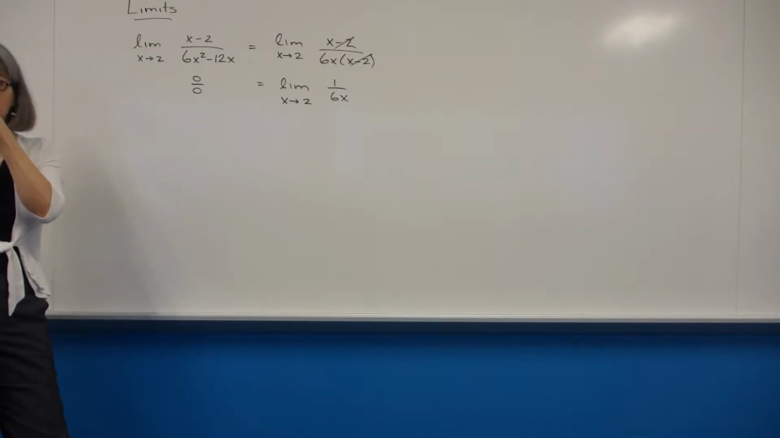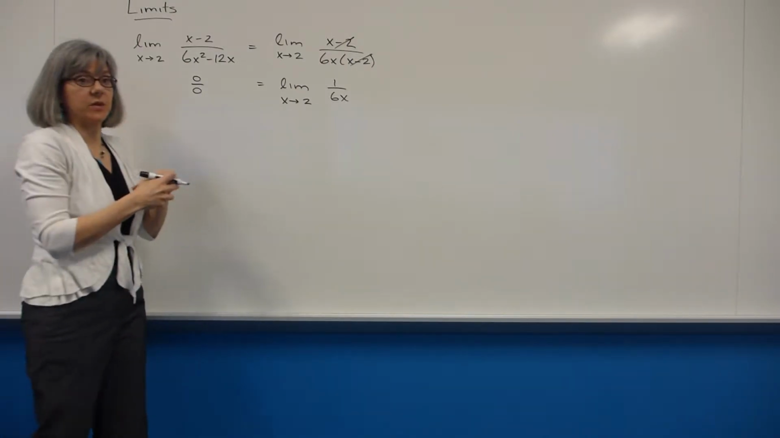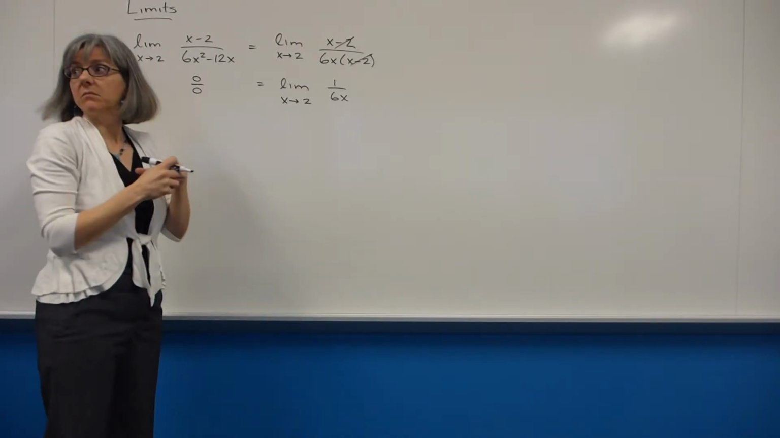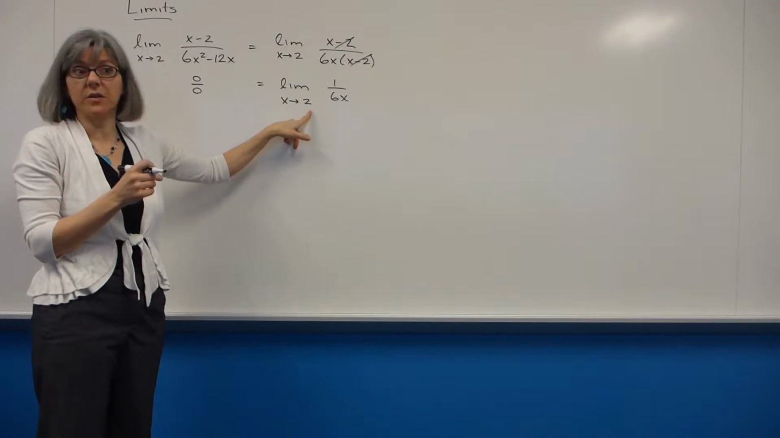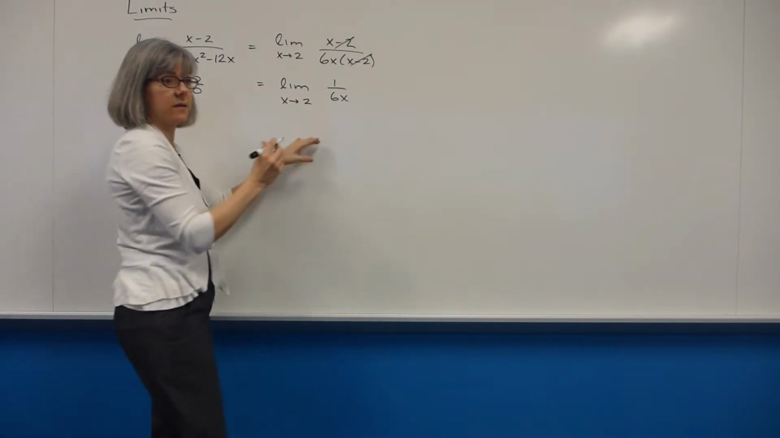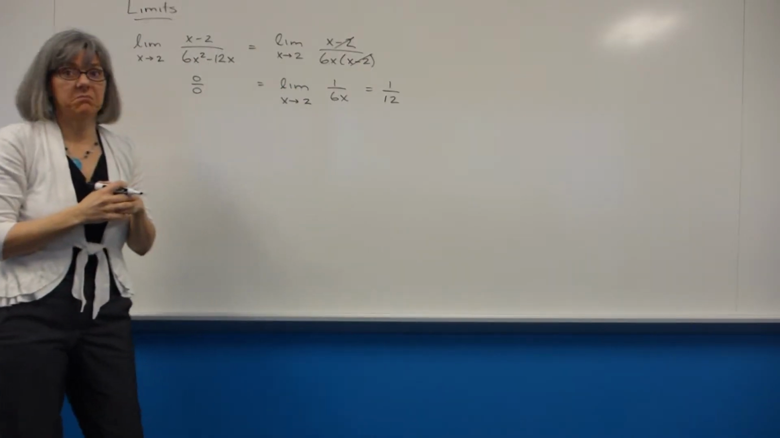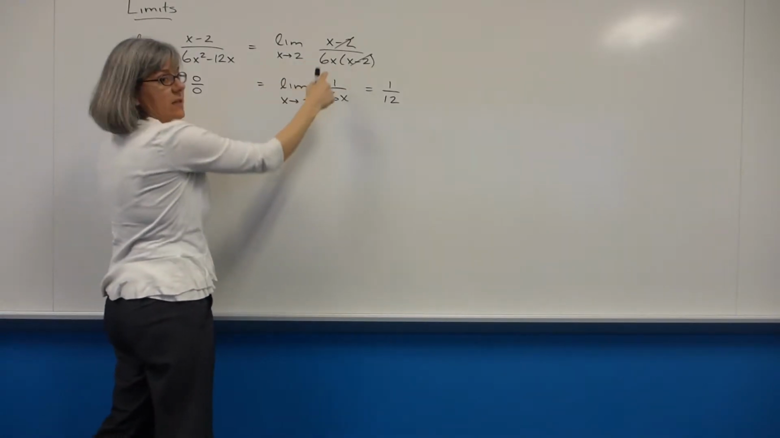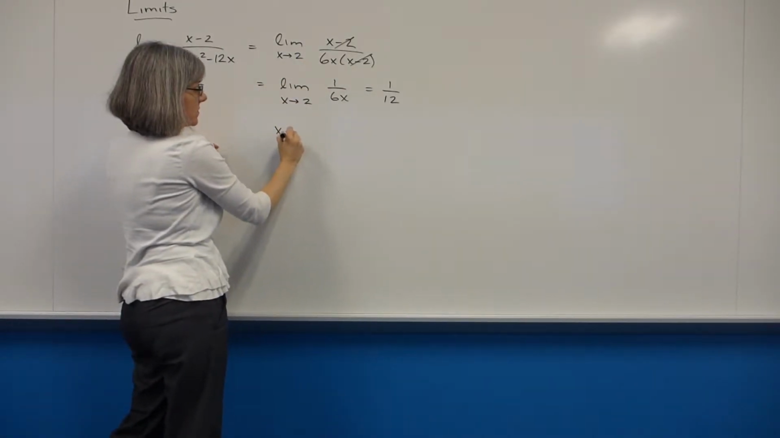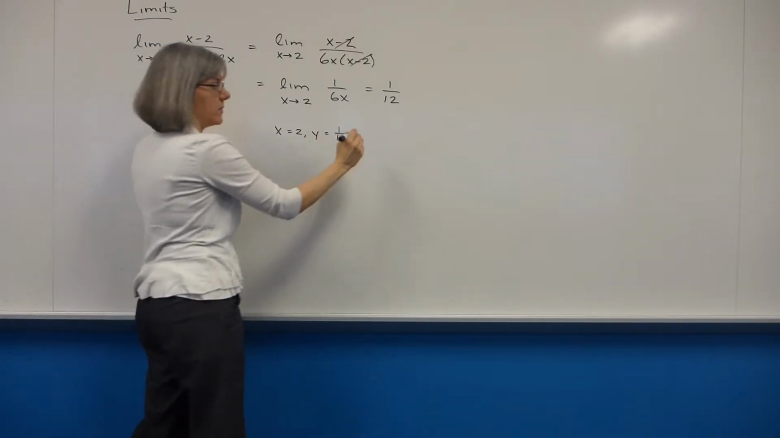Is this a vertical asymptote? It's got an x in the denominator. Everyone thinks it's a vertical asymptote. Is it? Plug in 2, right? That's the next thing you do. So I plug in 2, and what do I get? 1/12. Is that a vertical asymptote? No. What it is is a hole in the graph. So what this means is at x equals 2, the y value is 1/12, but it's a hole.